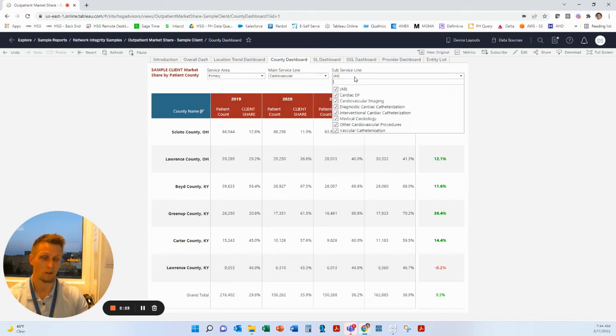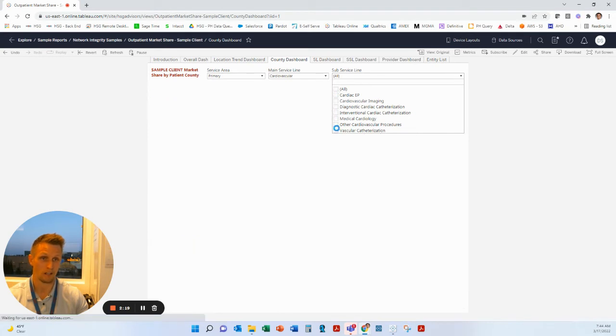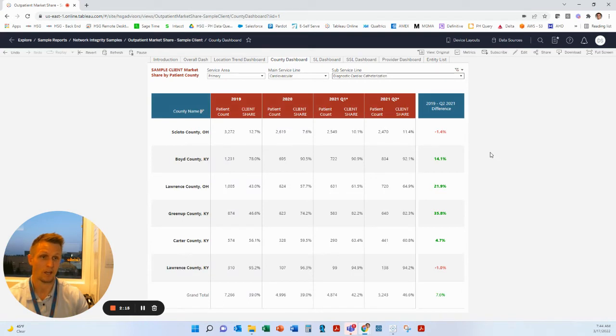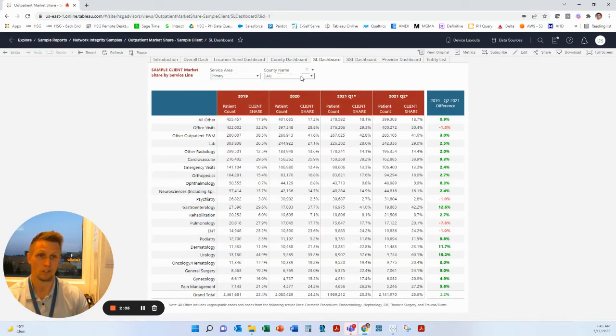And then maybe we want to get even more specific and say within a subservice line within cardiovascular, maybe we'll use diagnostic cath for the sample, be able to say, how are we performing in diagnostic caths? What's the number of patients receiving that service, and how is that trending positively or negatively as well? Being able to get into a service line dashboard.